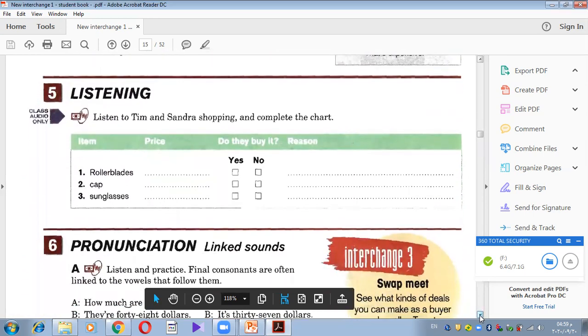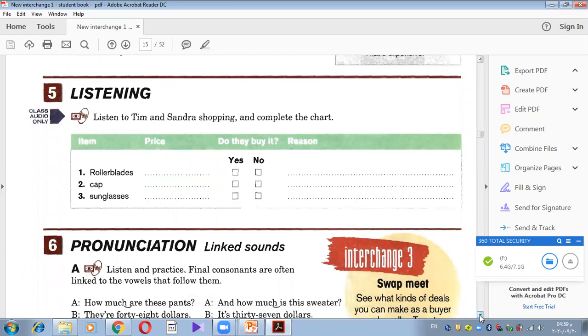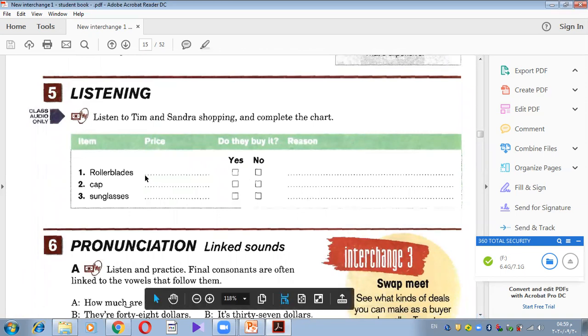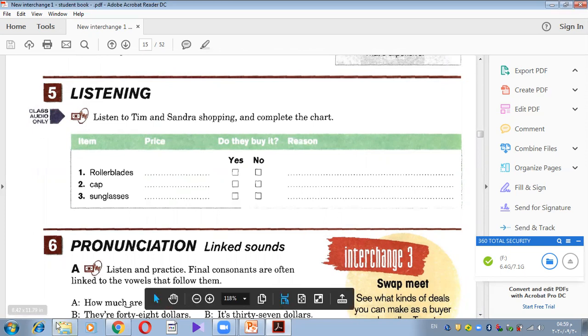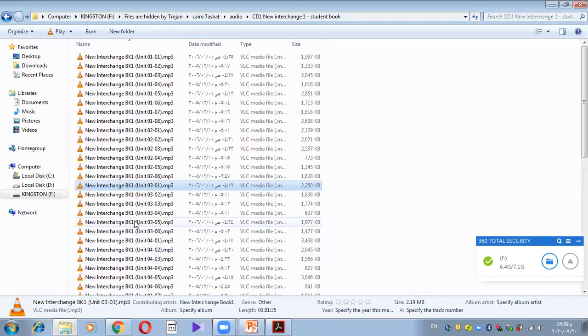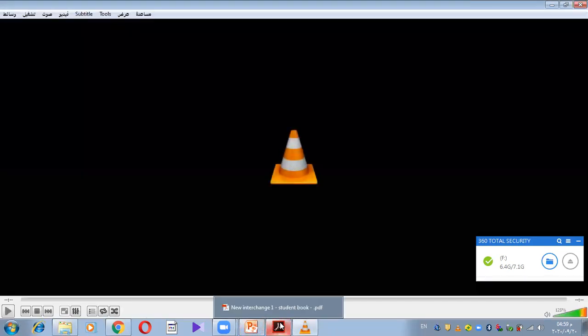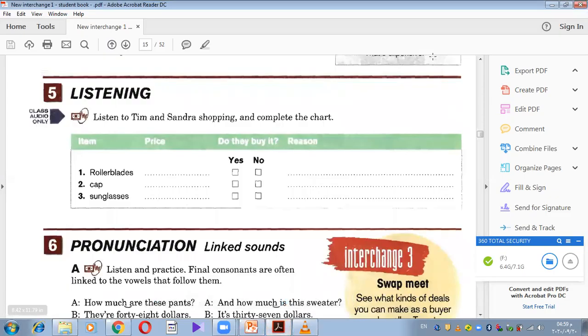Now listen to Tim and Sandra shopping. Complete the chart. How much is the rollerblade, the cap, the sunglasses? Prices, do they buy it, and the reason as well. Okay, so let's try to listen and try to answer these questions. Page 17, Exercise 8. Conversation. Shopping. Part A. Listen and practice.